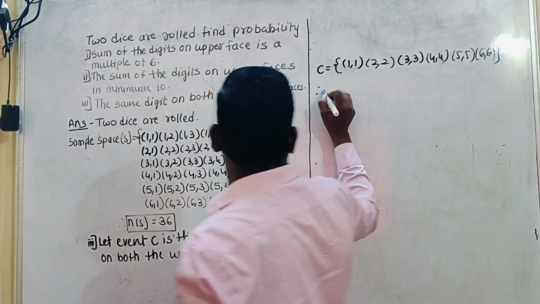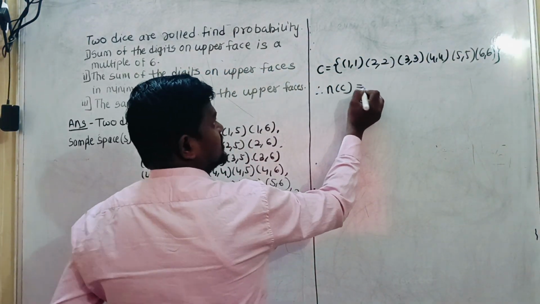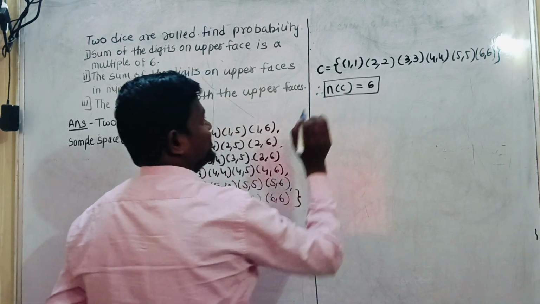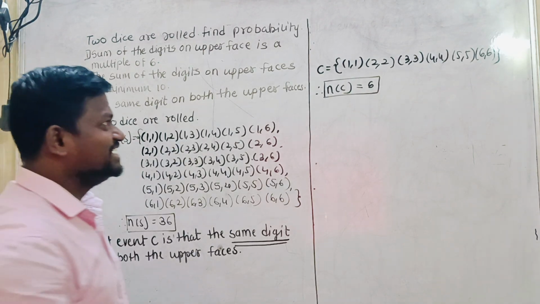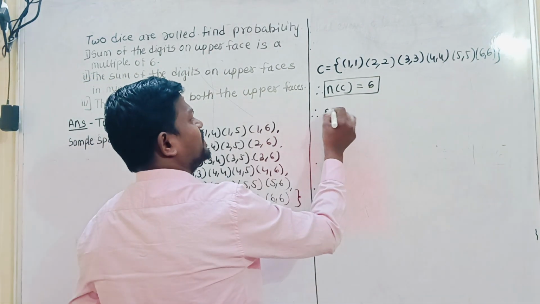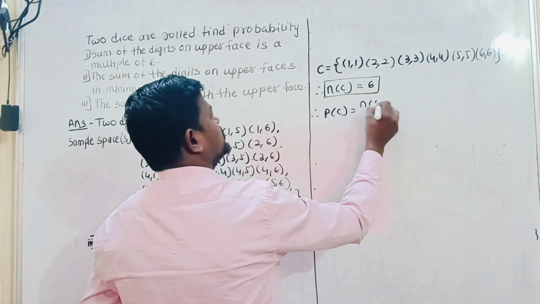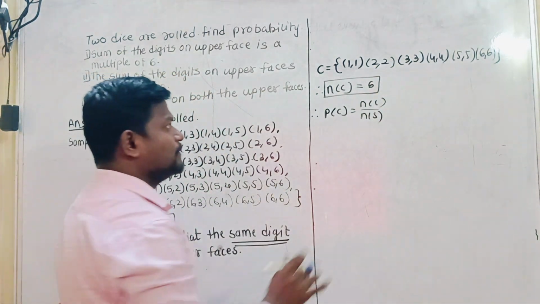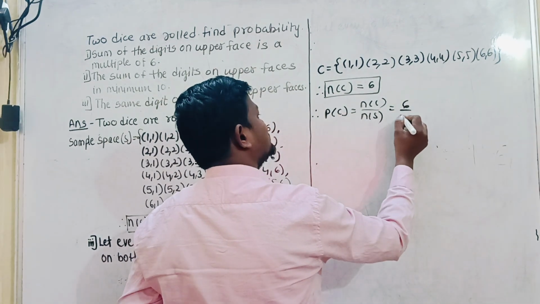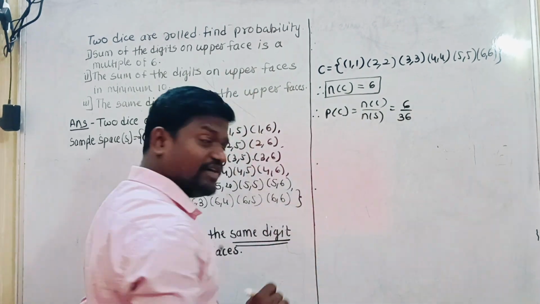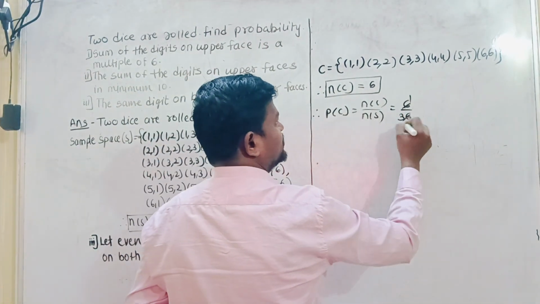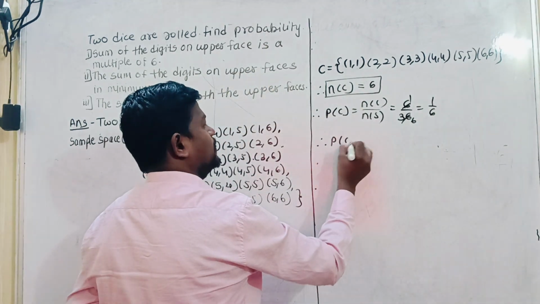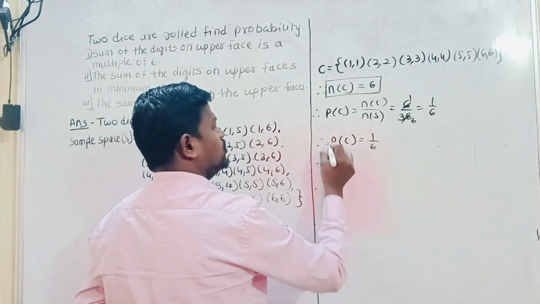Okay, so number of C is 6 again. So we have to find out probability. For this, we write down the formula. Number of C is 6 and for sample space S, number of S is 36. So after dividing, we have to find out the answer. P of C is 1 upon 6.